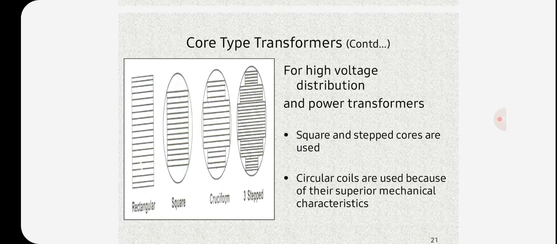In core type transformers, for high voltage distribution and power transformers, square and stepped cores are used. Circular coils are used because of their superior mechanical characteristics.